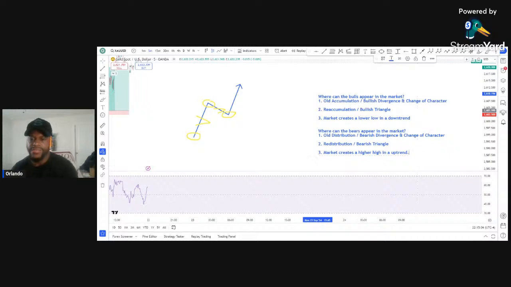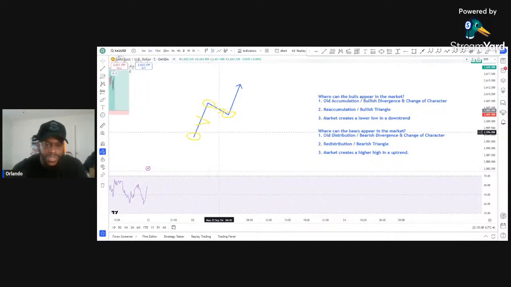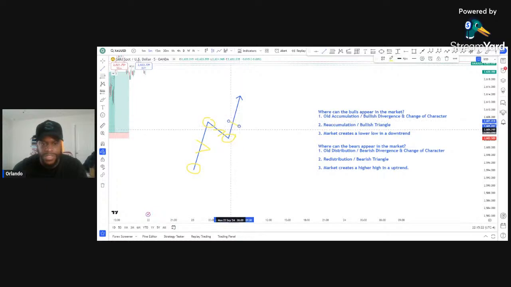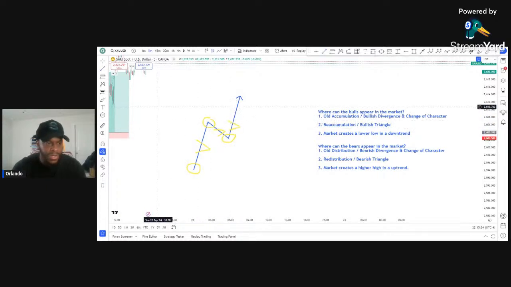Market creates a higher high in an uptrend. So here's the deal. I'm gonna leave this right here. In this particular example, we have an uptrend, right? We have accumulation low. Reaccumulation, distribution, redistribution, accumulation. This right here will be what? A reaccumulation. And then the market did what?